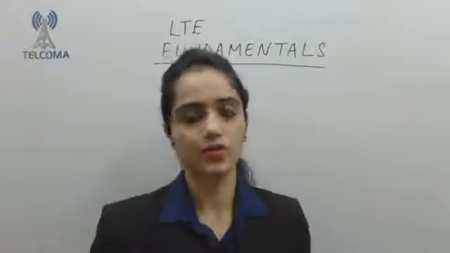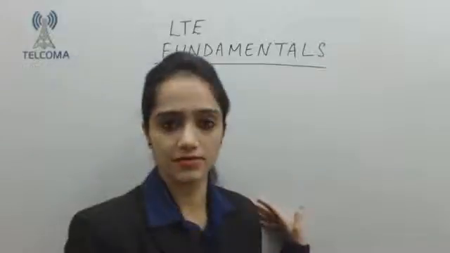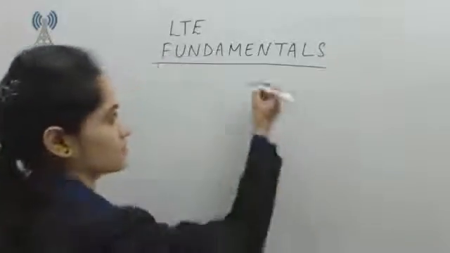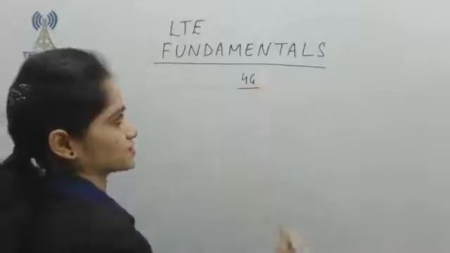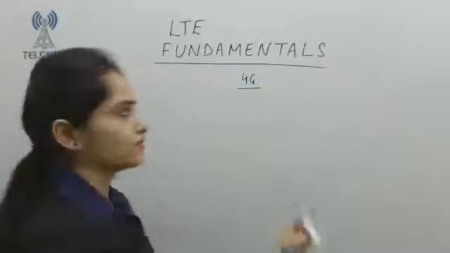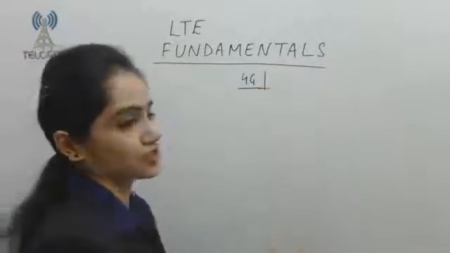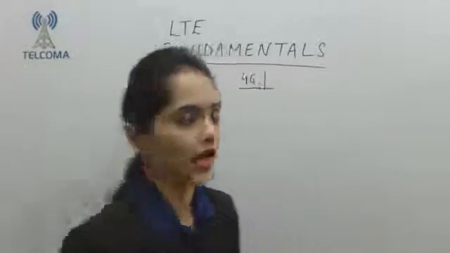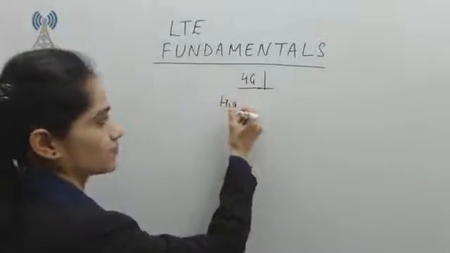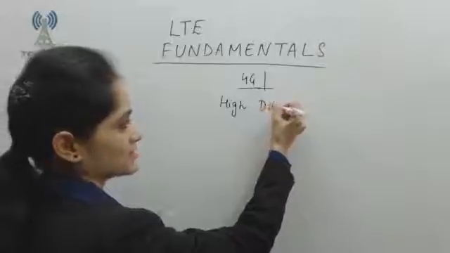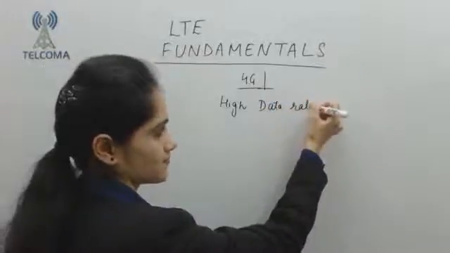So I am here to provide you basic concepts of LTE fundamentals. So let's understand what is there in fourth generation and how 4G evolved. 4G, that means fourth generation, has a major aim of high throughput, or I can say it has the main aim of high data rates.